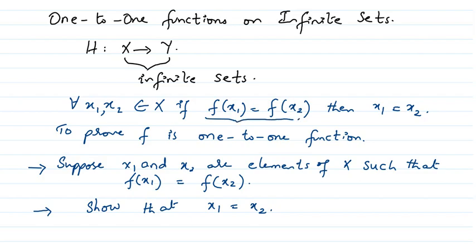So if this condition holds, or we are able to show that x1 and x2 are the same, then our answer will be that the function is one-to-one, and if not, then it implies that it is not a one-to-one function. Again, this procedure to prove a function is one-to-one is applied only for infinite sets, right?